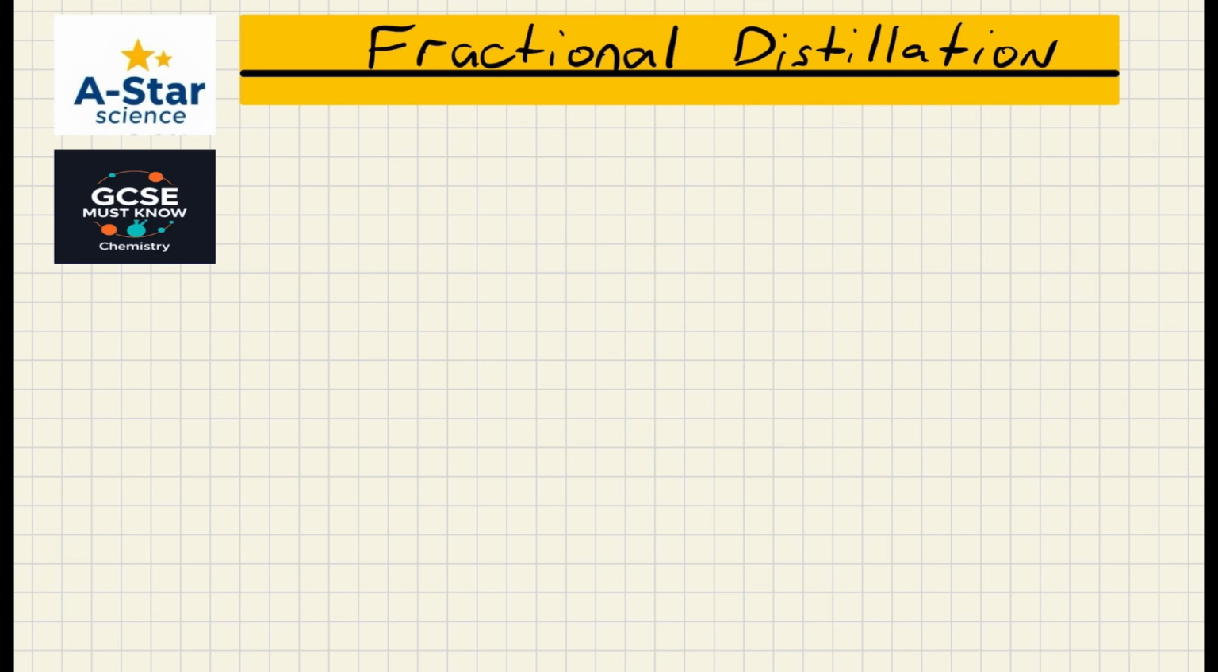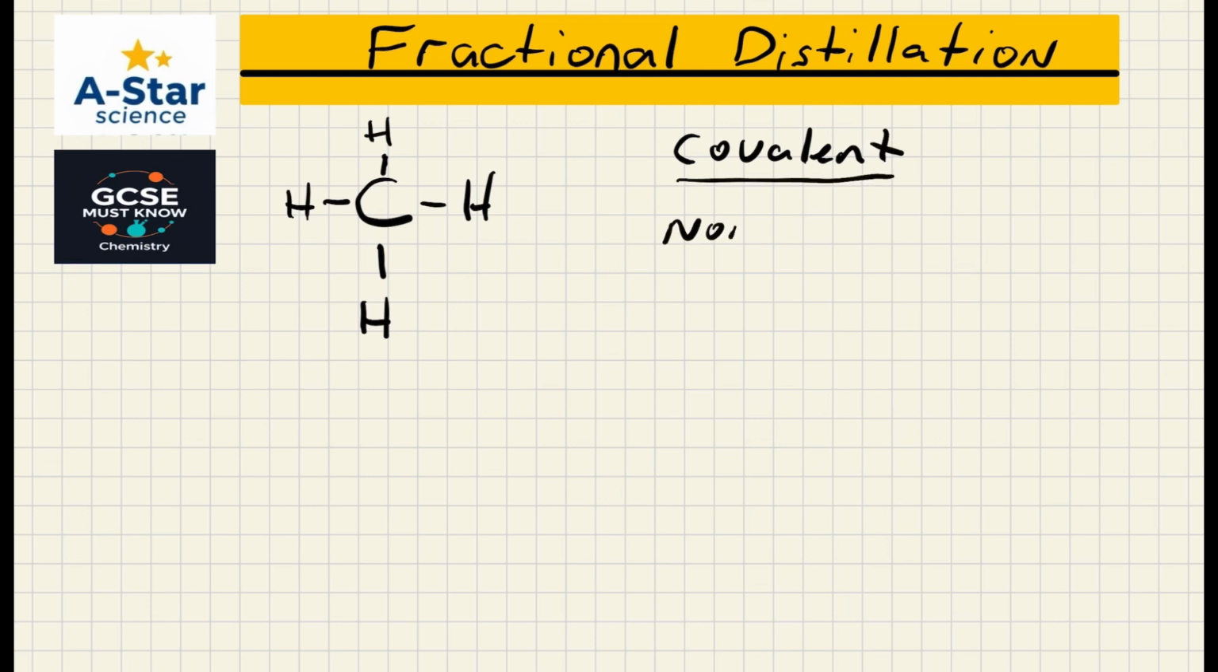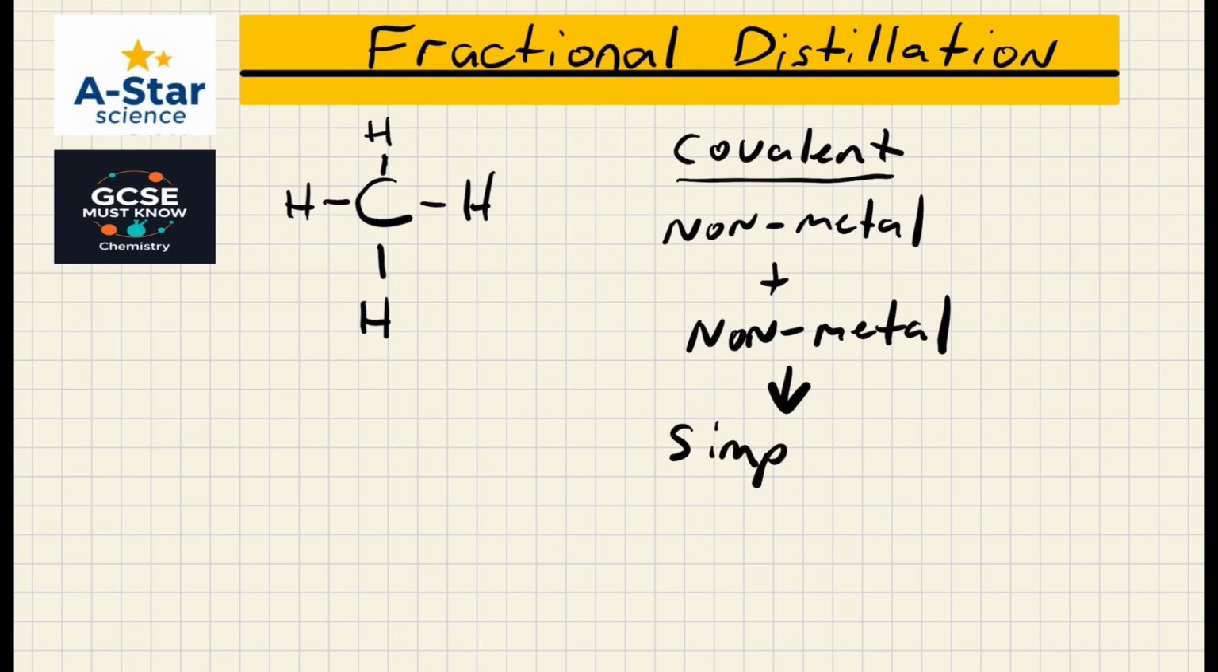Today we're going to talk about fractional distillation, and this relates to all the other topics in organic chemistry. So when we look at organic chemistry, we are looking at carbon-based molecules, specifically hydrocarbons. So these are molecules that contain carbon and hydrogen. We remember that these types of substances are covalent in nature, meaning they have a nonmetal bonded to another nonmetal. In this case, you'll see the first nonmetal is the carbon and the other nonmetal is hydrogen. And so this makes them what we call simple molecular structures or simple molecules.